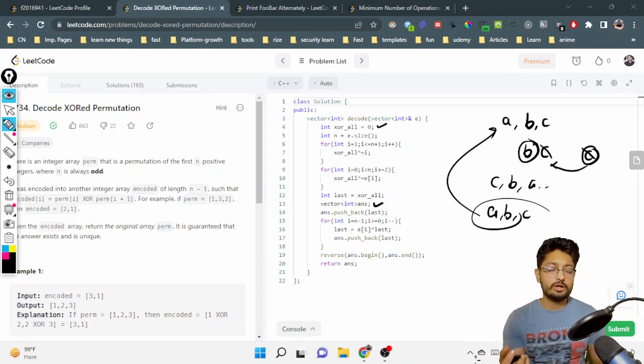Let us now talk about the time complexity and the space complexity. Time complexity: this for loop is O of n, this is O of n, this is again O of n. So the total time complexity turns out to be O of n only.